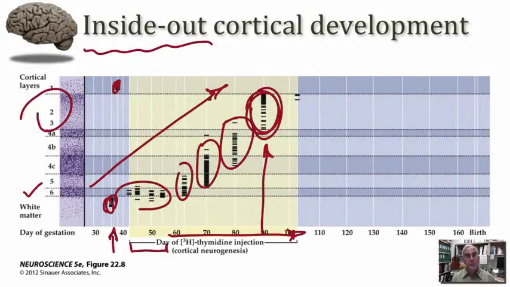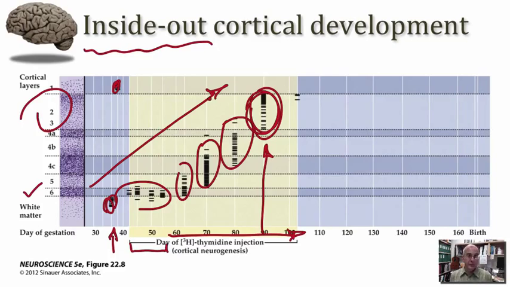Well, this inside-out patterning of neurons that come to populate the cortical plate is largely a story of the genesis of our pyramidal cells. That is, the principal projection neuron of the cerebral cortex that produces glutamate and uses that as an excitatory neurotransmitter in the brain.